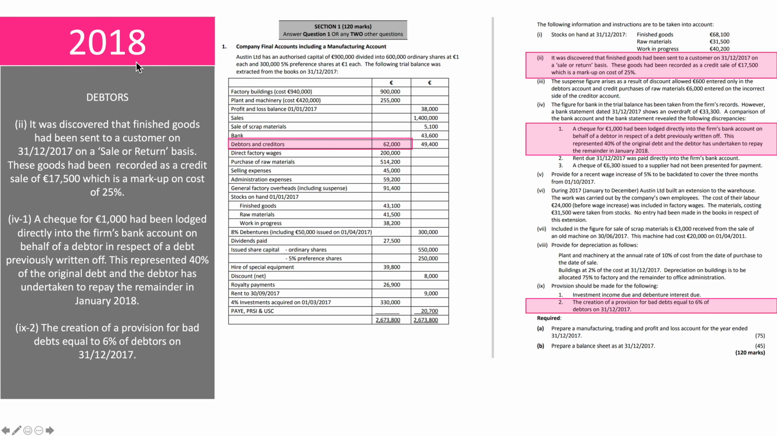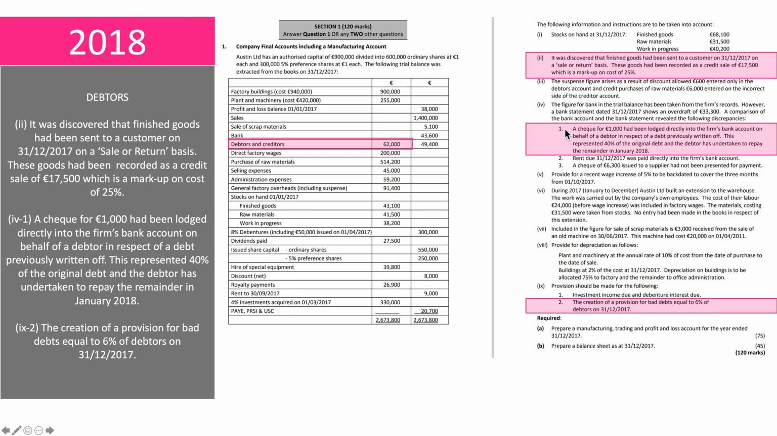All right, moving on then to 2018 manufacturing account. So we have debtors here. Number 2, it was discovered that finished goods had been sent to a customer on the 31st of the 12th, 2017 on a sale or return basis. These goods had been recorded as a credit sale of $17,500, which is a markup on cost of 25%.